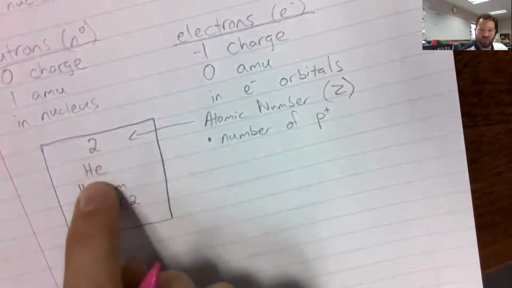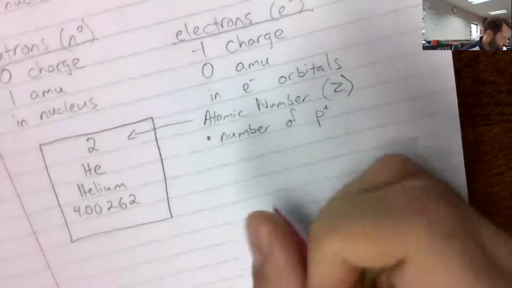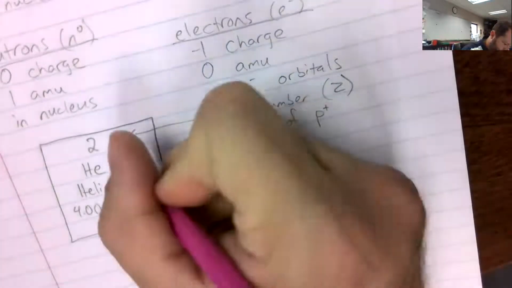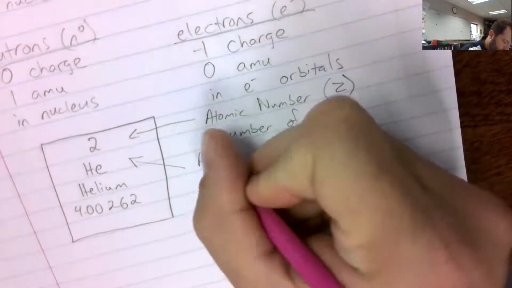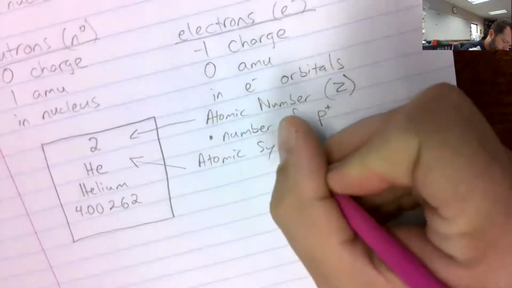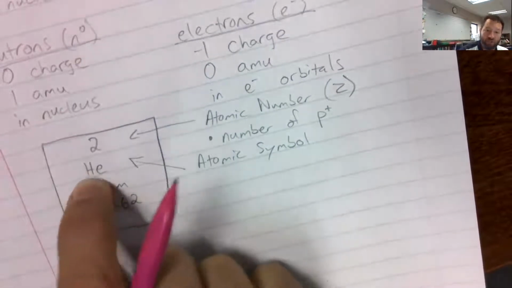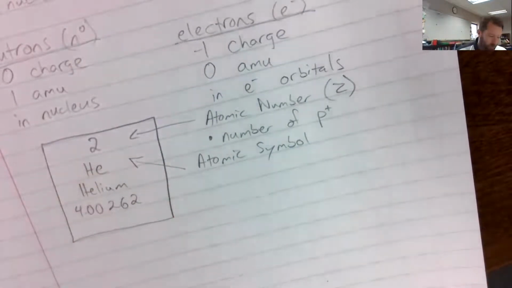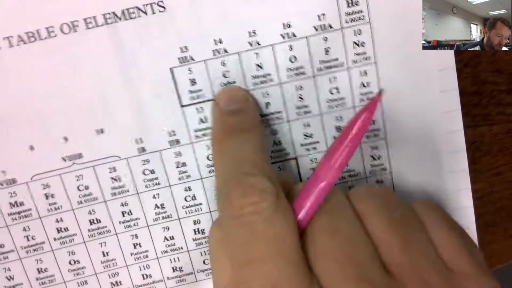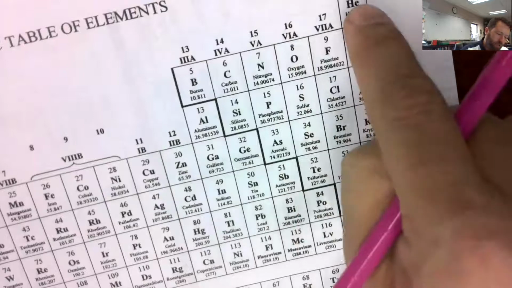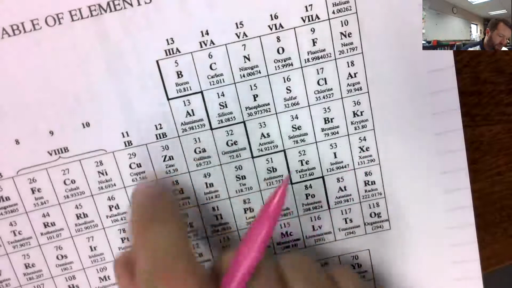So that 2 tells us that all helium have 2 protons. All right, next up, the He, this is the atomic symbol. Very, very important. You guys notice, and again, you have hopefully your own periodic table, or will shortly, there's a lot of 1-letter and some 2-letter abbreviations. There shouldn't be any 3-letter or 4-letter abbreviations.